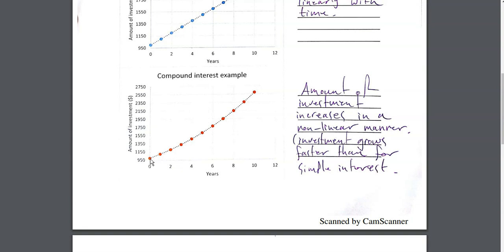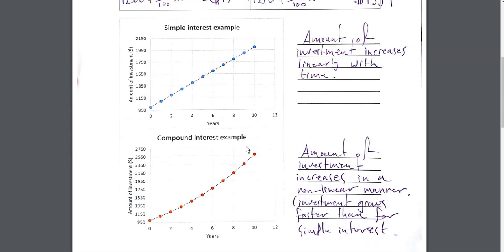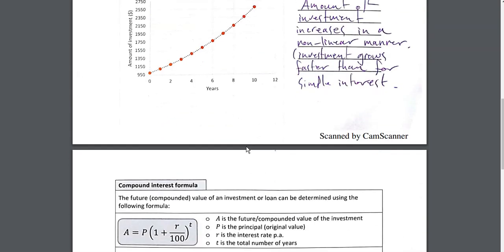So compound interest grows exponentially. We get this nice curved graph here. The amount of your investment increases in a non-linear manner. I've written in brackets, the investment grows faster than for simple interest. So that is the main difference between simple interest and compound interest.